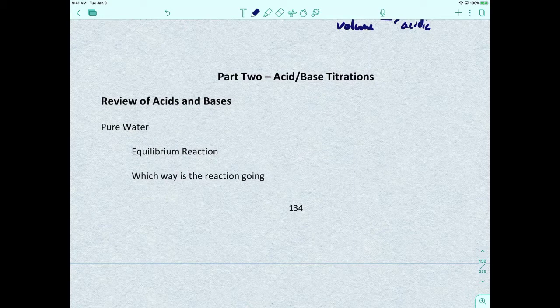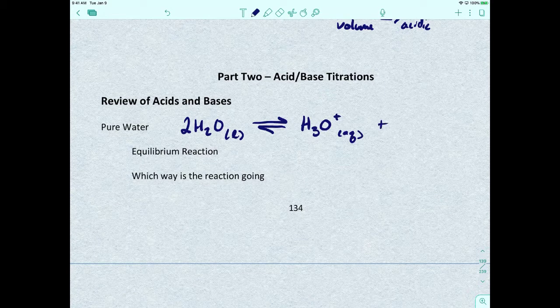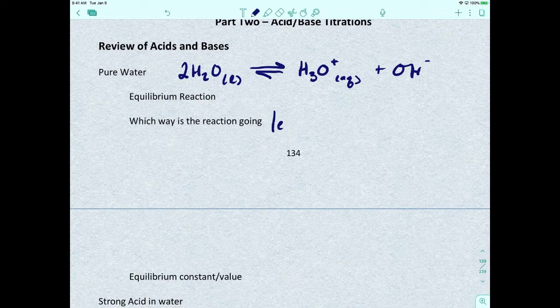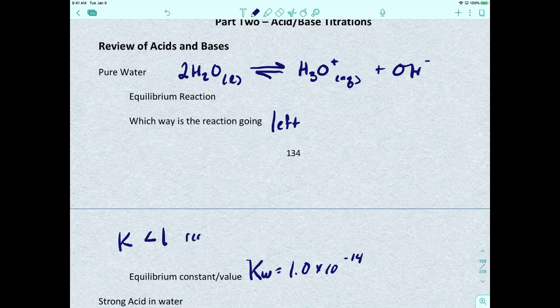Let's first start with some pure water. The equilibrium reaction for this is the autoionization reaction, where 2 moles of water are in equilibrium and form H3O+ and hydroxide ion. Which way is the reaction going? Well, it's going to the left. How do you know that? Remember that Kw for this reaction is 1.0 times 10 to the minus 14th. If K is less than 1, that means it's favoring reactants. That's how I know it's going to the left.